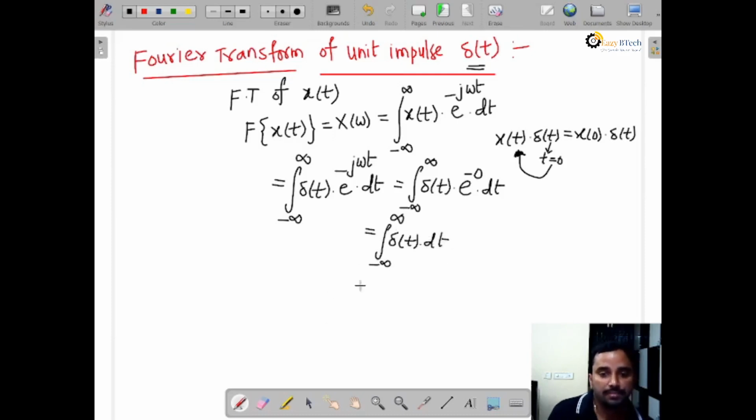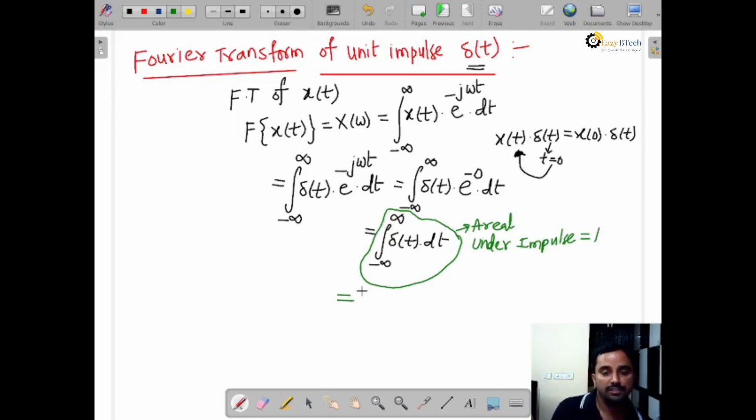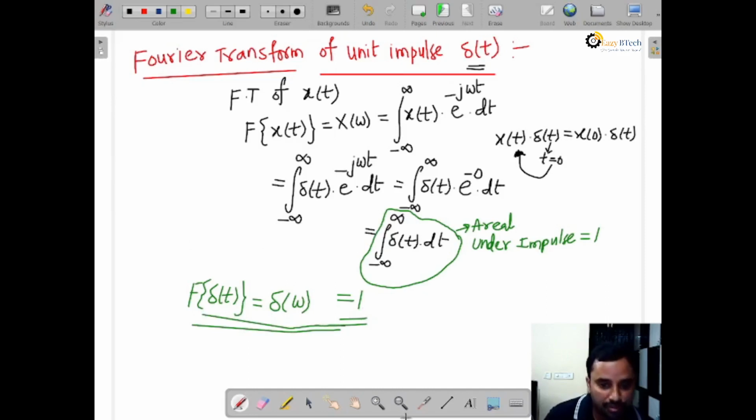So this integration represents area under impulse, right or not? This integral is area under impulse, which is equal to 1. Area under impulse is 1 always. Then the answer is 1. So what is the Fourier transform of del of t? Fourier transform of del of t is equal to del of omega is equal to 1. This is the result.